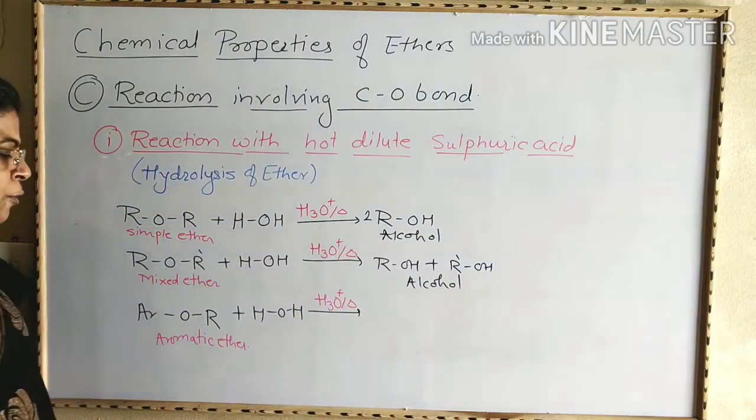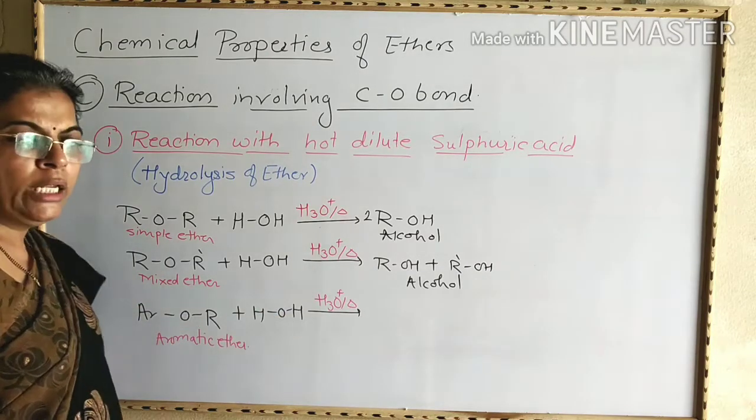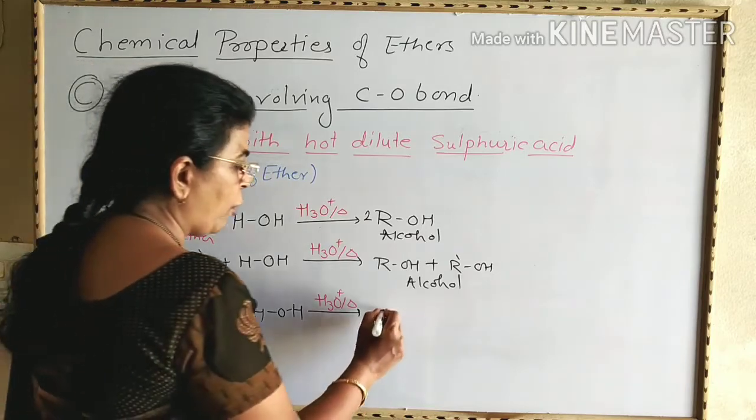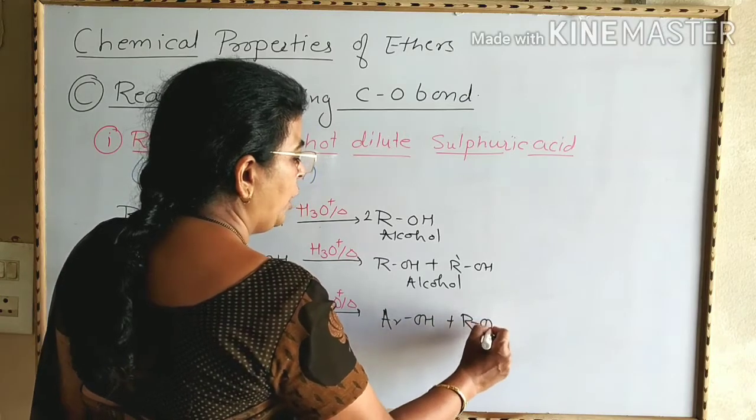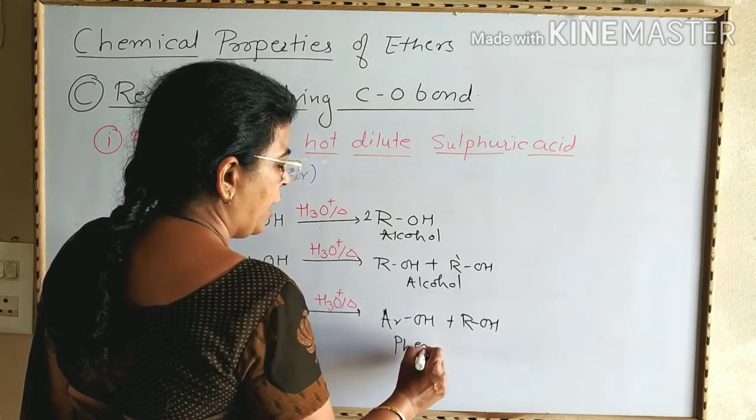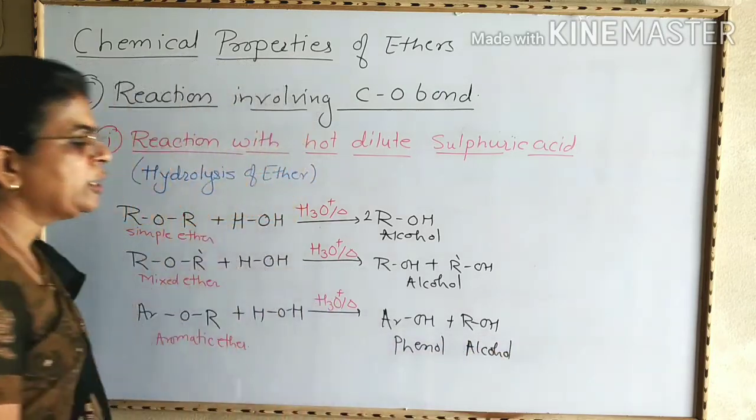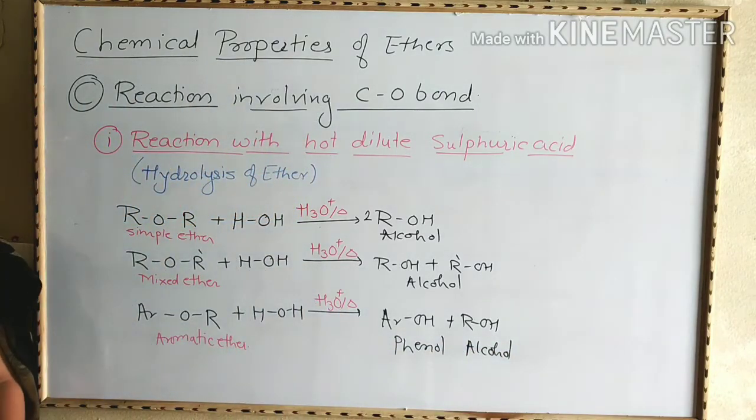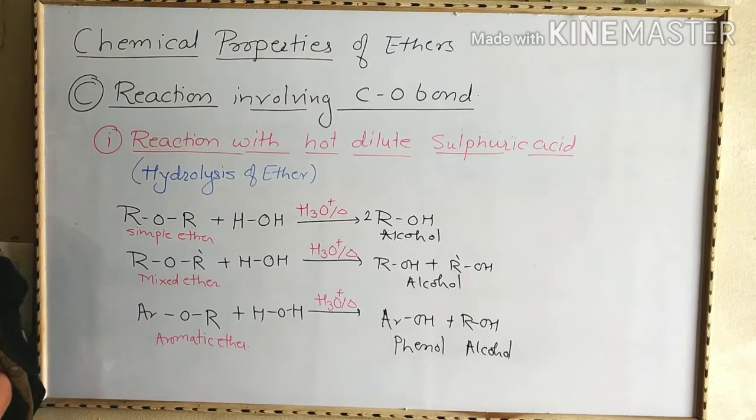And if aromatic ethers, that is ArOR, undergo hydrolysis in acidic medium, then formation of phenol and alcohol takes place. This is phenol and this is alcohol. In this way, ethers, when treated with hot dilute sulfuric acid, undergo hydrolysis to give corresponding alcohols, and aromatic ethers give phenol and alcohol.